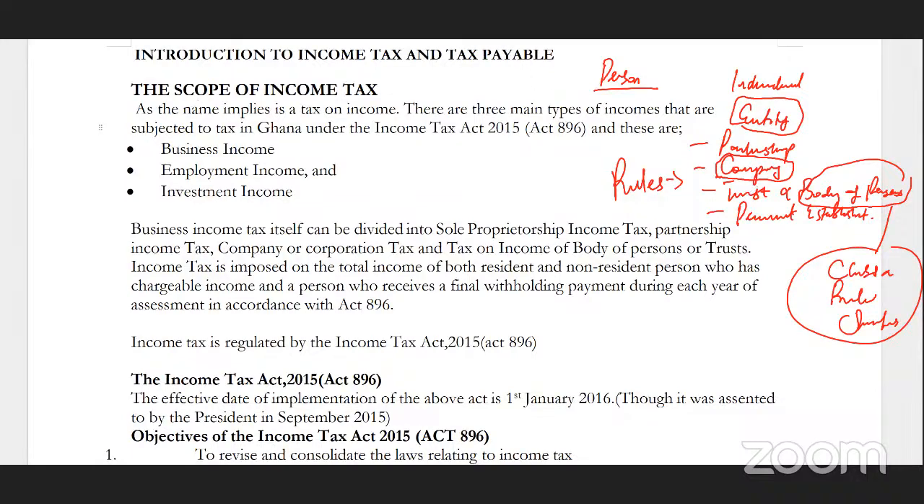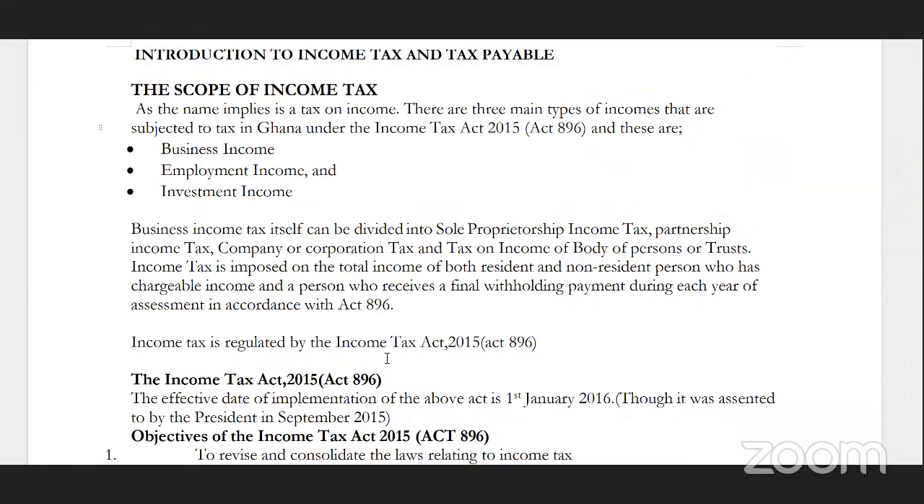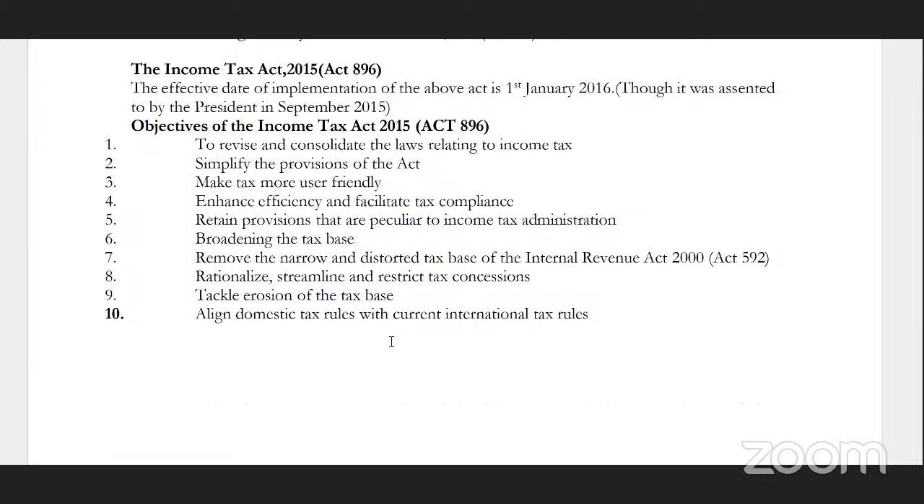Okay, so I told you that the law that governs this income tax is the Income Tax Act. So why the Income Tax Act? Now, it was implemented on the 1st of January 2016, but it was assented to in September 2015. Now, why the Income Tax Act? It was created to revise and consolidate the laws relating to income tax.